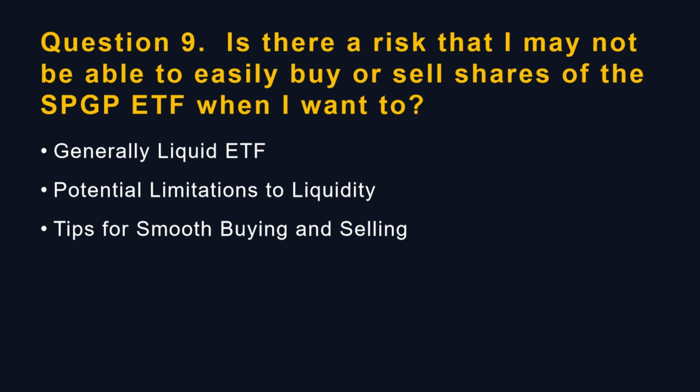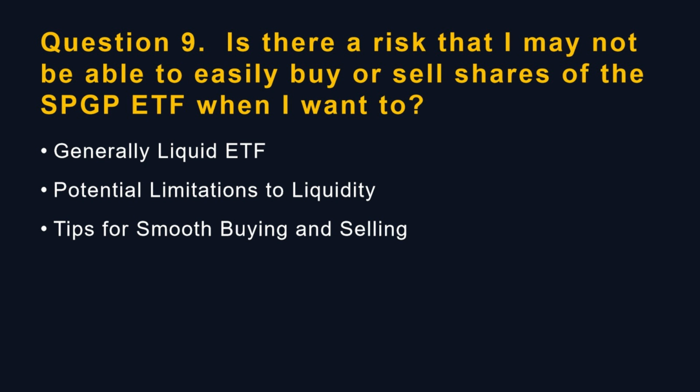Market volatility. During periods of extreme market volatility or overall low trading activity, liquidity for all assets, including ETFs, can decrease. This could lead to wider bid-ask spreads and potentially slower execution of trades. Order size. If you're looking to buy or sell a very large number of SPGP shares, it might take longer to find a counterparty, someone willing to take the other side of the trade, due to the sheer volume involved. In such cases, it may be beneficial to break down the order into smaller chunks or work with your broker to navigate the transaction efficiently.